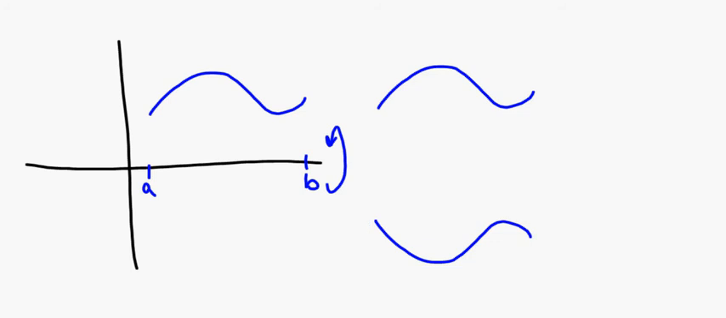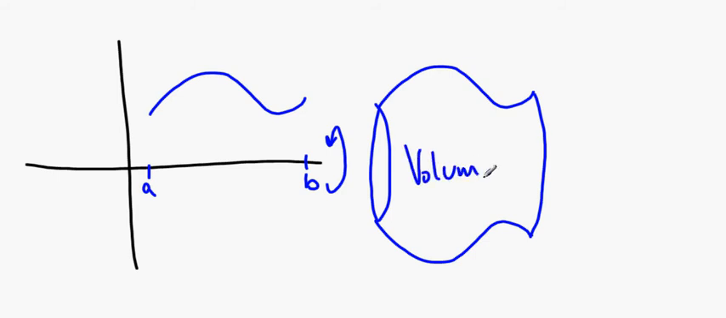If I take this region and spin it around 360 degrees about the x-axis, what I end up with looks oddly like a vase, or a vase if you're from a different part of our state. I get this three-dimensional figure. It's a vase. And the question is, what is the volume of the vase?